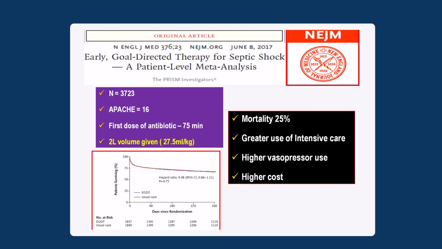When all these 3 studies were put together, they found that 2 liters of fluid was given on an average, which turns out to be 27.5 ml per kilo. There was absolutely no difference in survival benefit between the 2 groups. However, there was a greater use of intensive care because we put more central lines, more A lines, checked more lactates, higher vasopressor use, and therefore the cost was higher without actually improving survival of these patients.